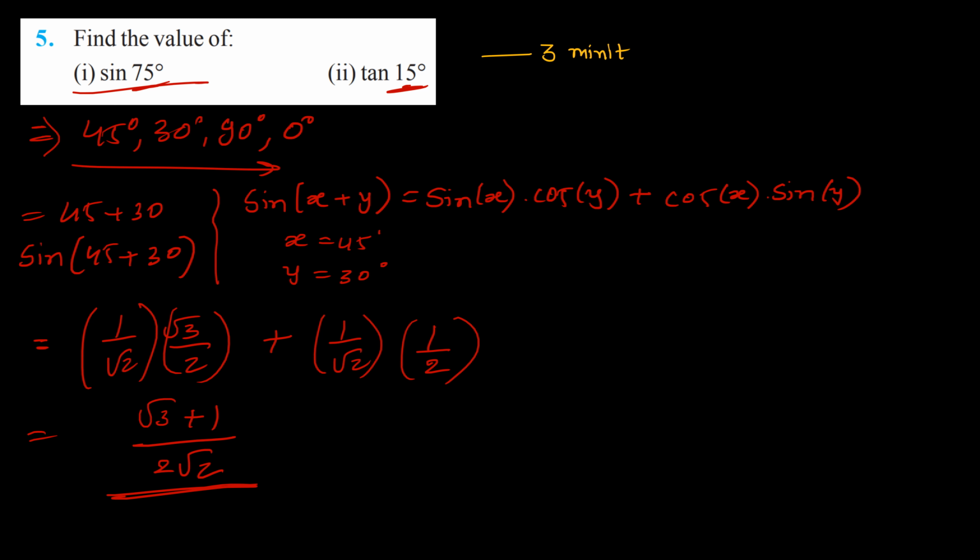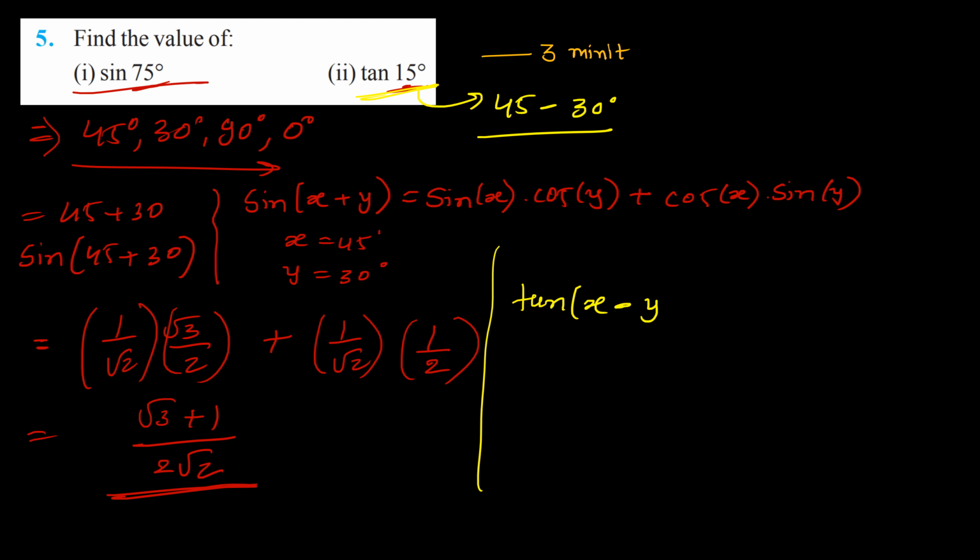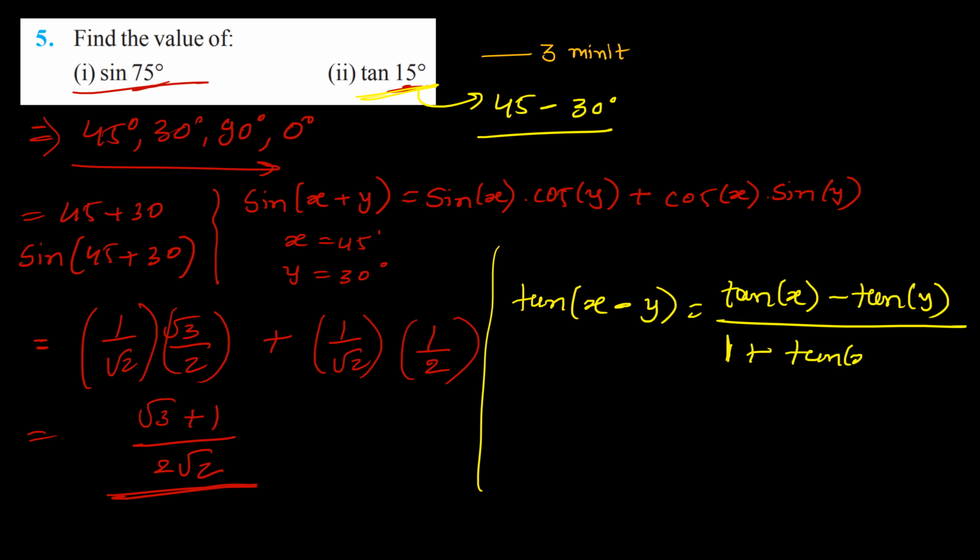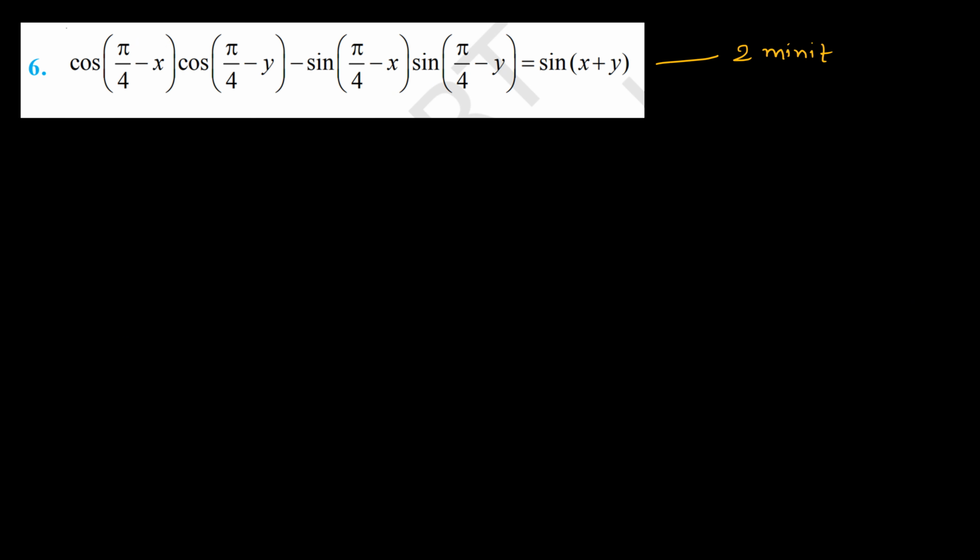Now if you want to find tan 15 degrees, we can make it 45 degrees minus 30 degrees. So definitely we have the formula of tan x minus y, that is tan x minus tan y over 1 plus tan x into tan y. So likewise we can solve the problem. Let's move on to the next one. Okay, this one is quite an interesting question.